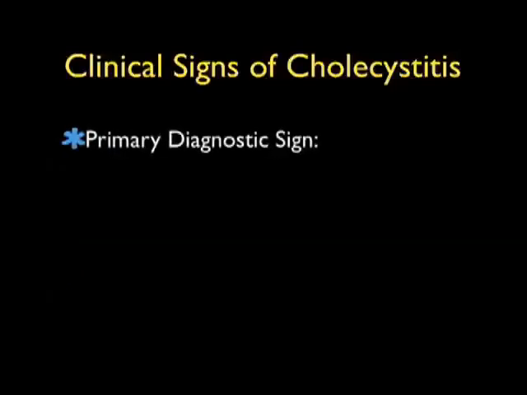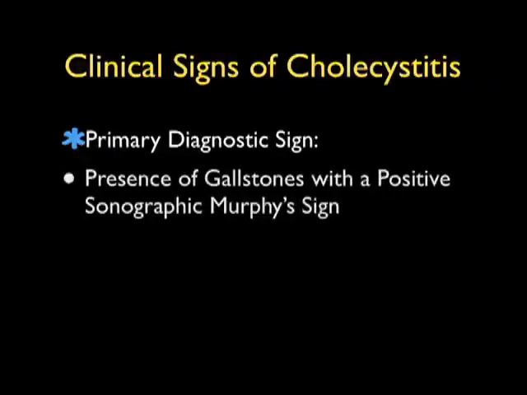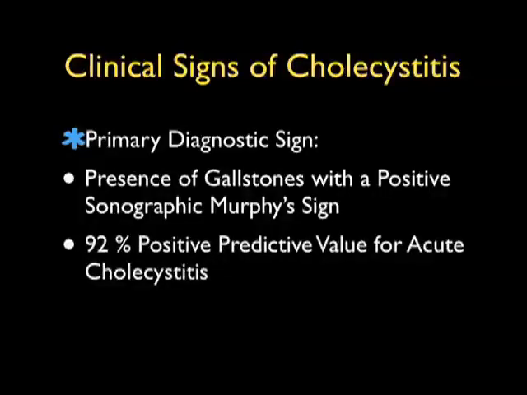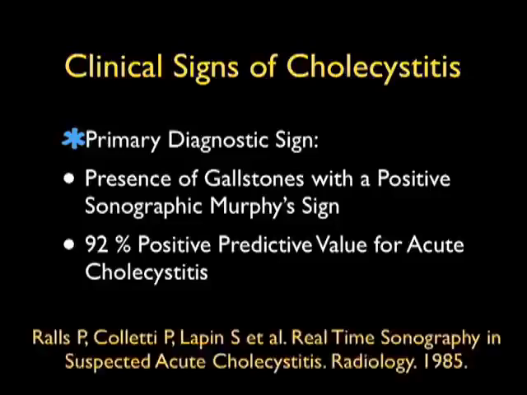What are the clinical signs of acute cholecystitis that we're examining for at the bedside of the patient with acute right upper quadrant abdominal pain? Well, the primary diagnostic ultrasound finding is going to be the presence of gallstones with a positive sonographic Murphy sign, or tenderness over the gallbladder with pressure from the ultrasound probe.